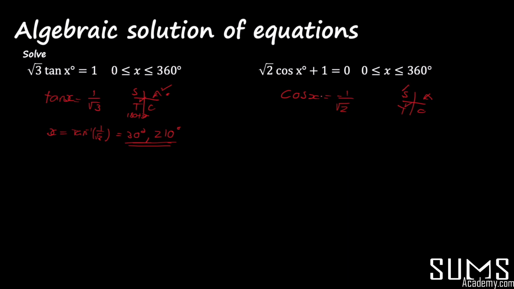So now we need to think about what the inverse cos x is here. So cos minus 1 of 1 over root 2 will give you what? That will give you 45 degrees. Okay. But now you need to think about what x is going to be equal to, because x is equal to 180 minus 45 and 180 plus 45. This is equal to 135 degrees and 225 degrees.